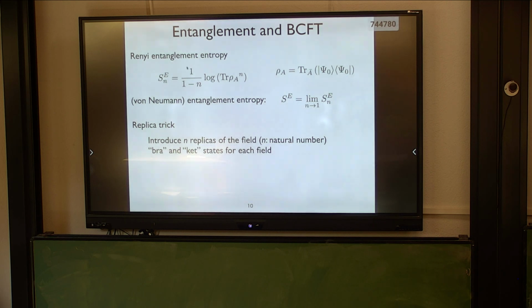let's discuss how to derive this formula. So first, I want to compute this Renyi entanglement entropy, and for that, I need to introduce n replicas of the same conformal field theory, and then take the partial trace.